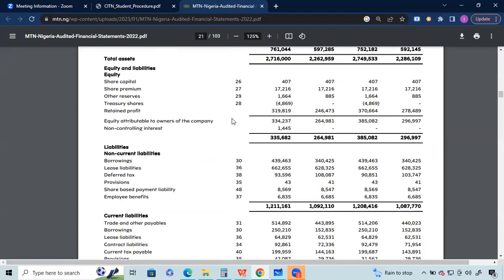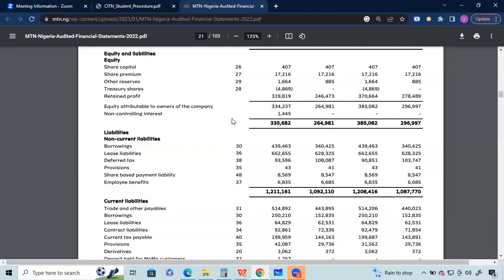Then the next element, we talk about asset now. We'll also be looking at equity. When we say equity, we mean the residual interest of the owner. That is, what is left is what we call equity. You can even take it like this: equity is the amount that belongs to the owner of the company. That's what we call equity.